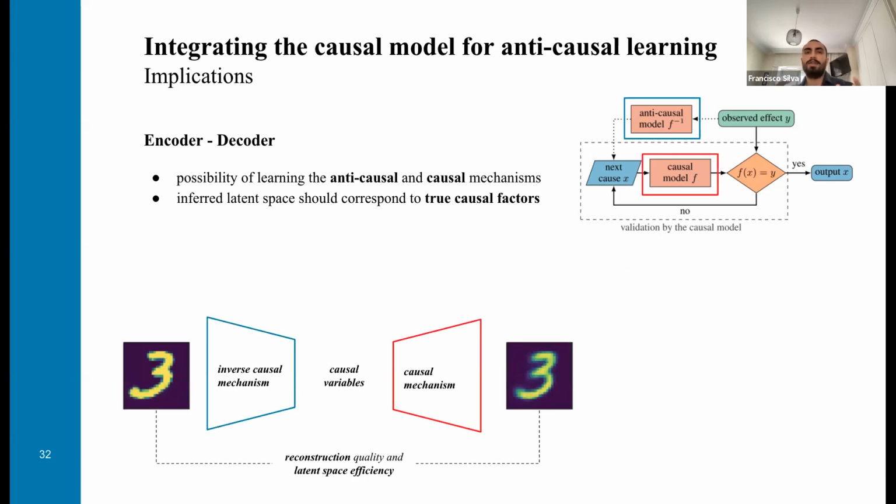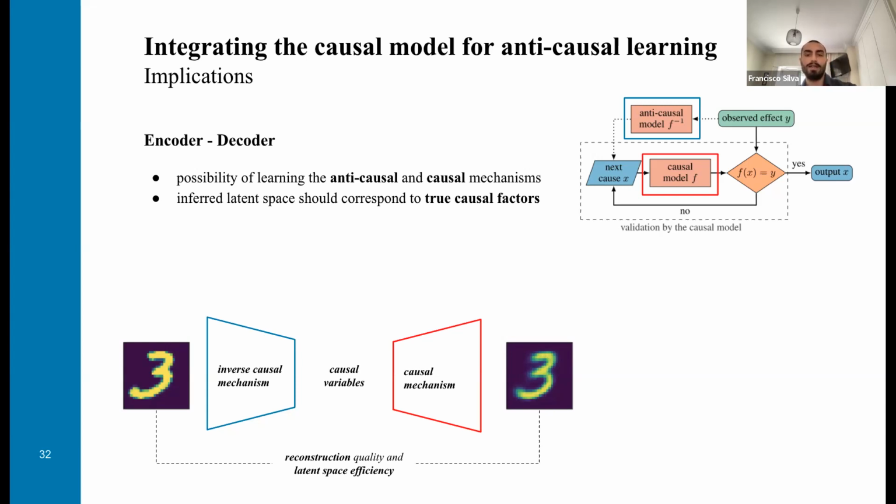But what if we see the encoder as the anti-causal direction, the anti-causal model, which will map the effects, our observations, into causes, and the decoder as the causal model? And for this, we need to force the encoder to extract valid causes, and there is a lot of work on this with the implementation of the variational autoencoder and several improvements on this architecture and the learning process.